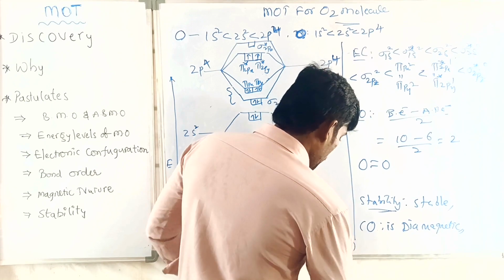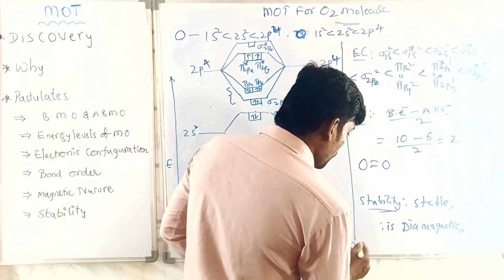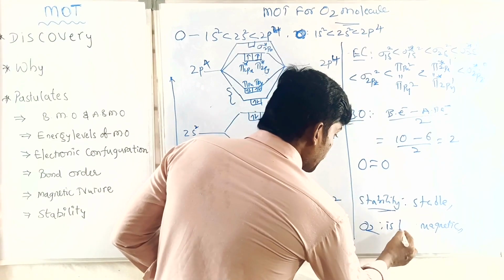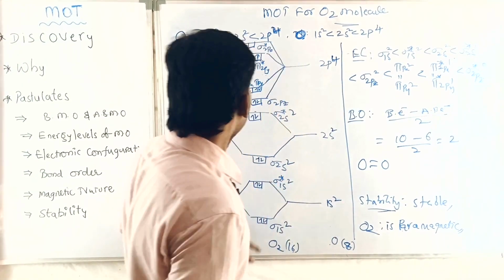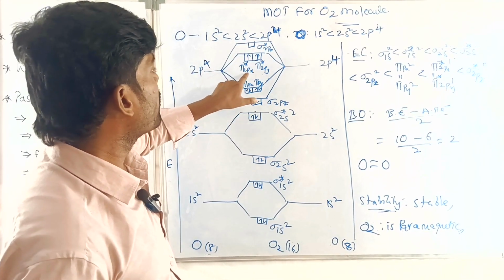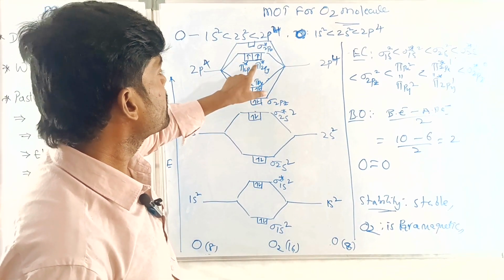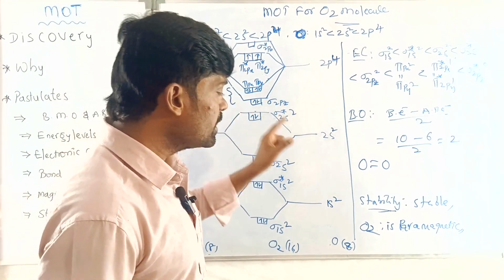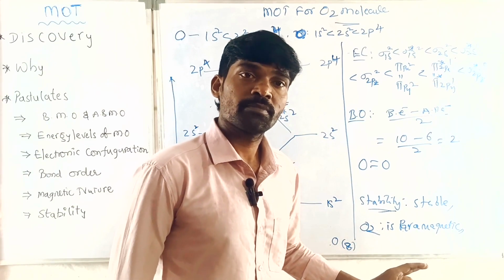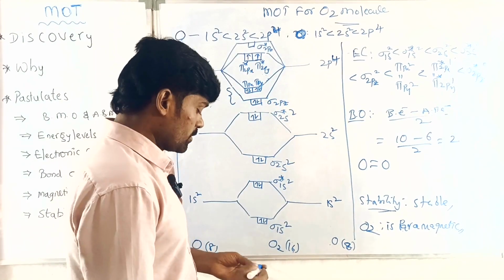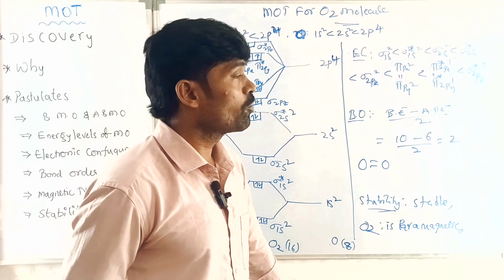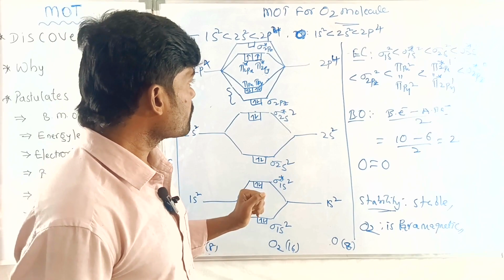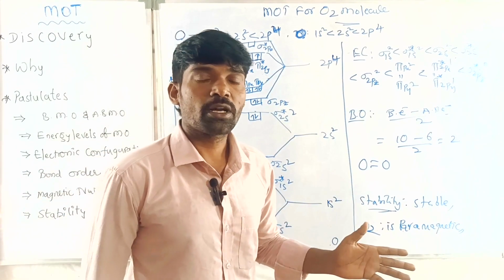Then the O2 molecule is, tell me, paramagnetic. Why? Because in the pi star 2px and pi star 2py antibonding orbitals, there are 2 unpaired electrons present. Because of these unpaired electrons, this molecule is a paramagnetic molecule. Fine. This is the O2 molecule. These examples are very much fine for you, and 2 more examples are there, 1,3 butadiene and benzene.